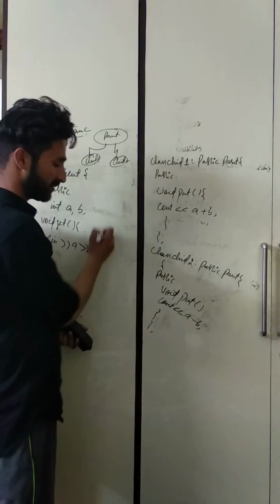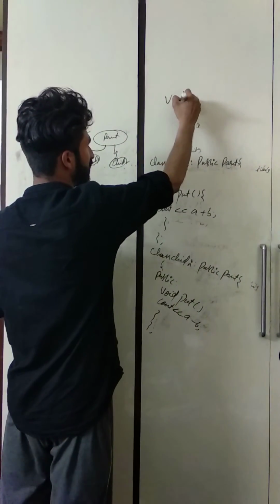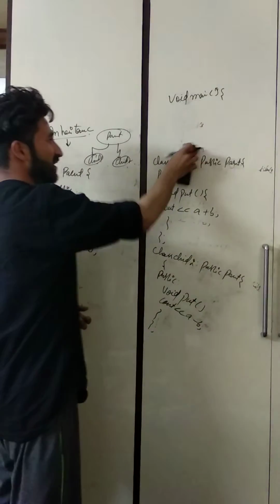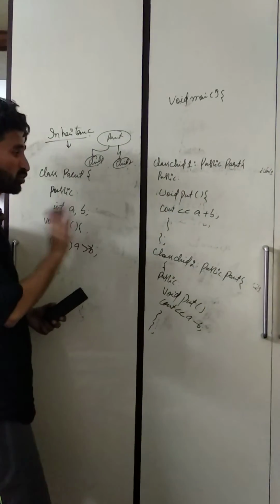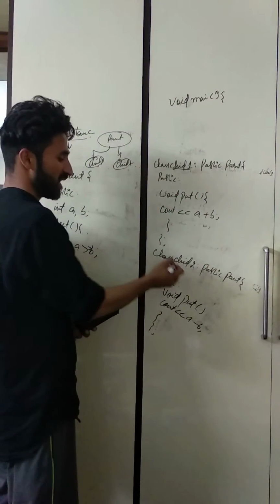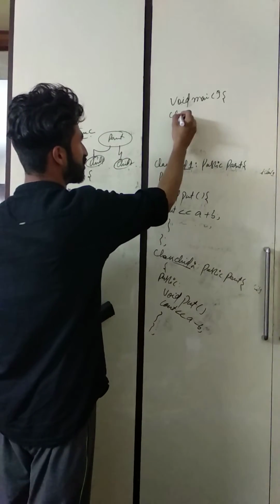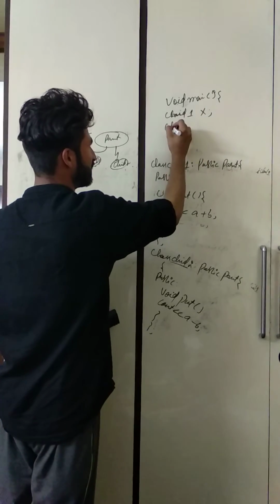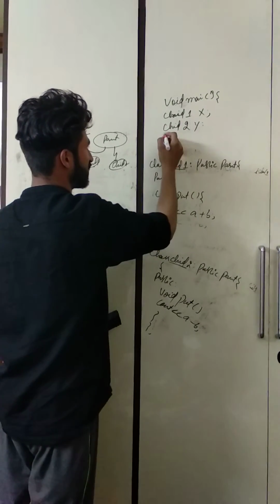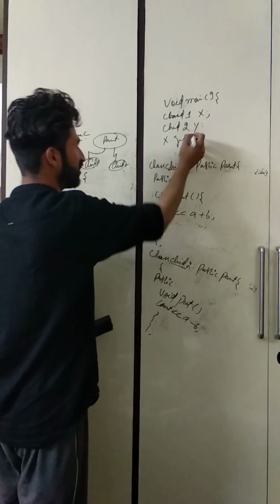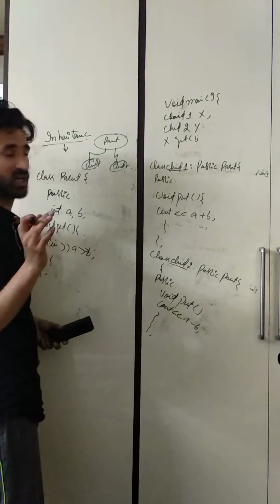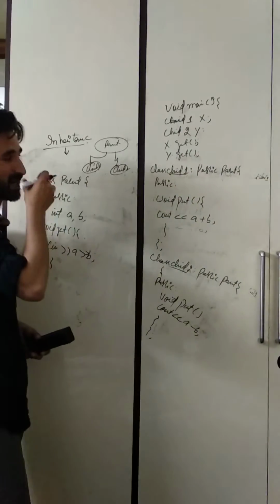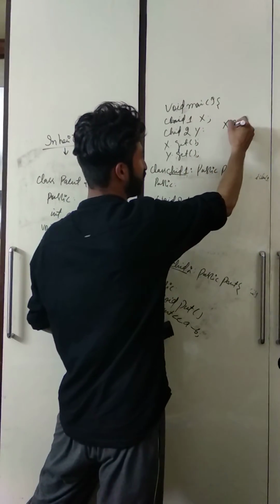Now when I'm writing main here, void main. Now in this type of inheritance I am having two objects. One object is child 1 and the second object is of class child 2. So child 1 x is the object, child 2 y is the object. So x dot get, firstly I am getting the input for the object of child 1. Similarly I am getting the value input from the object of child 2. I am writing x dot put.